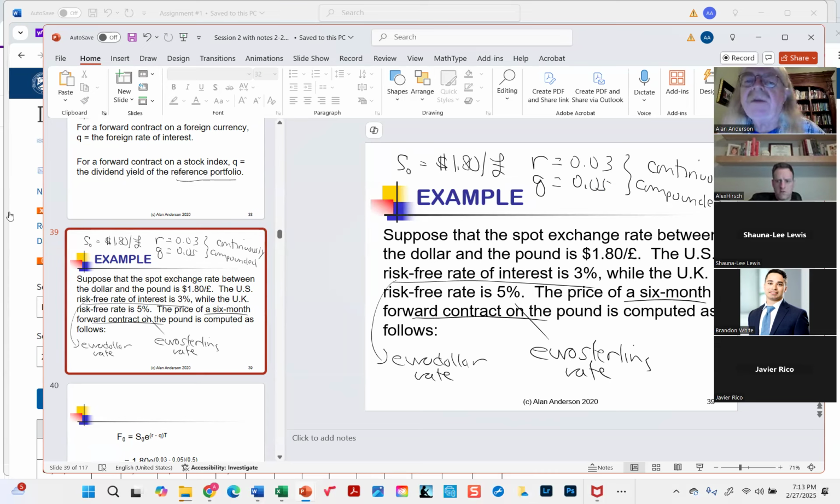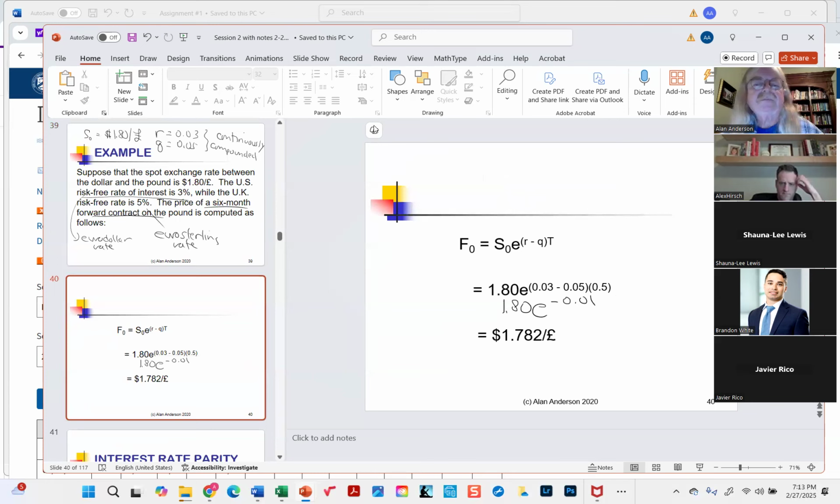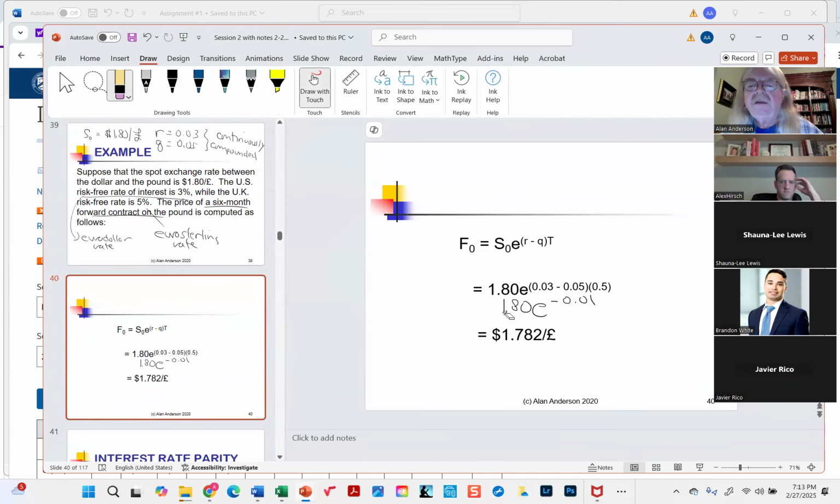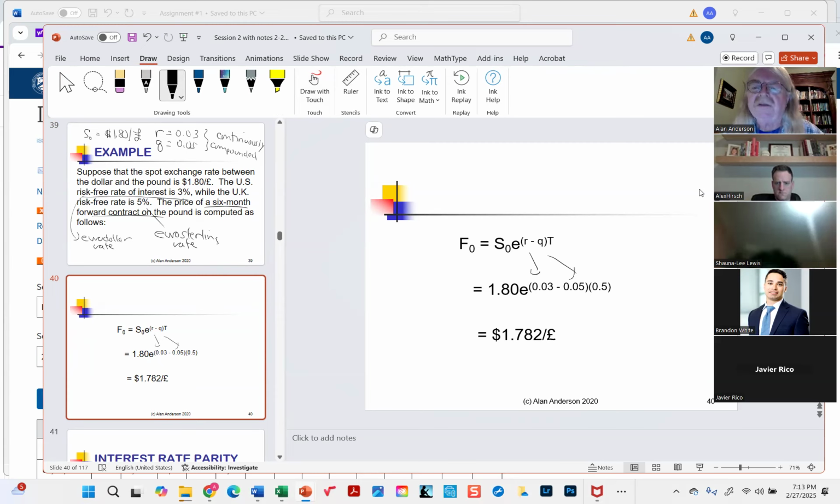Now, based on the variables in that model, S, the spot exchange rate, is $1.80 per pound. R, the domestic rate of interest, is 3%. Q, the foreign rate of interest, is 5%. So you plug those in, and you can see where all the numbers go. And so this is R, this is Q. So in other words, UK rates are 2 percentage points higher than in the US. The spread between them is 2%, but this is only for 6 months.